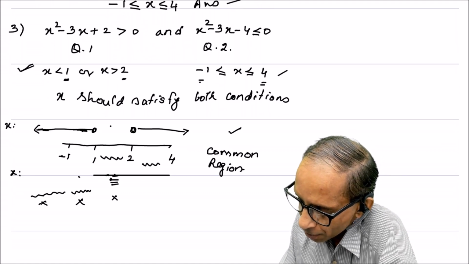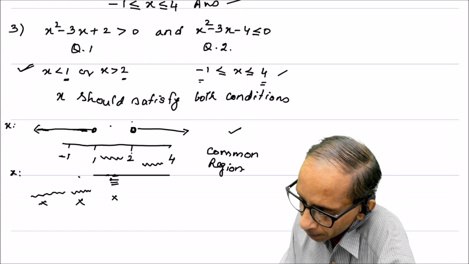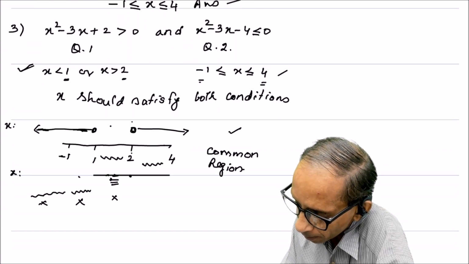Now consider the region 2 to 4. 2 is not available here, but 2 is available here.